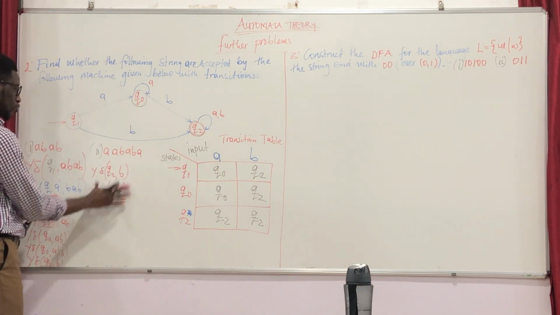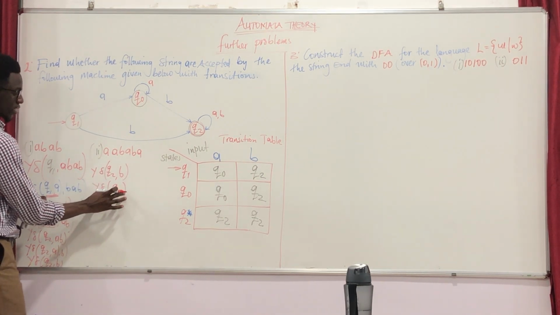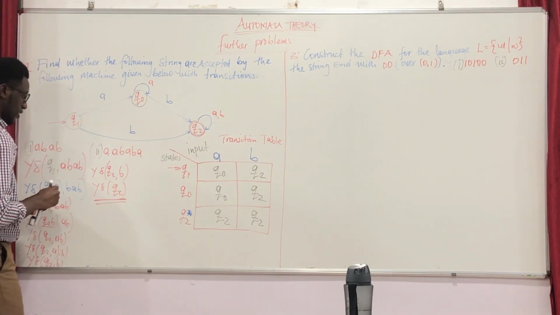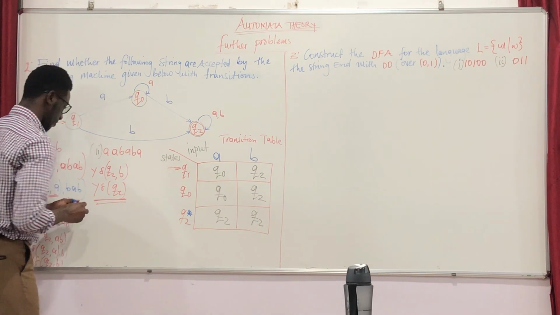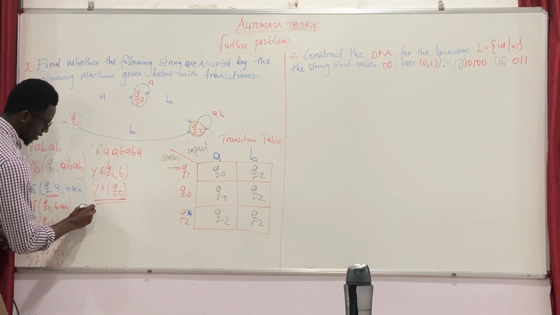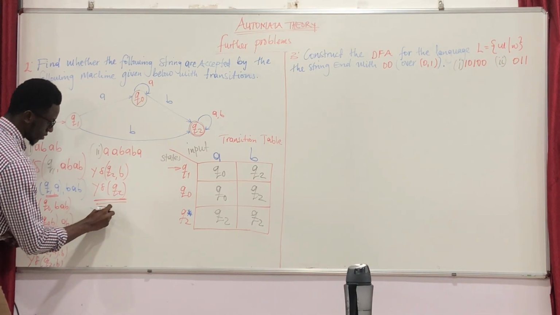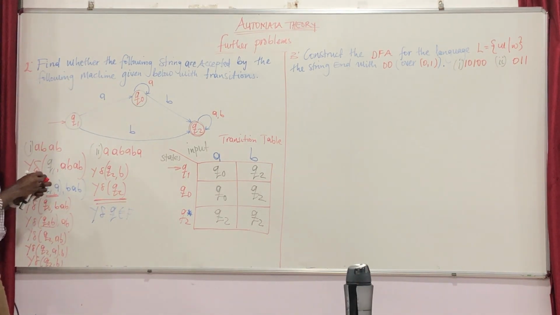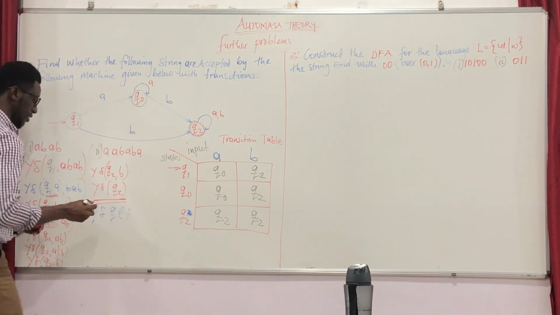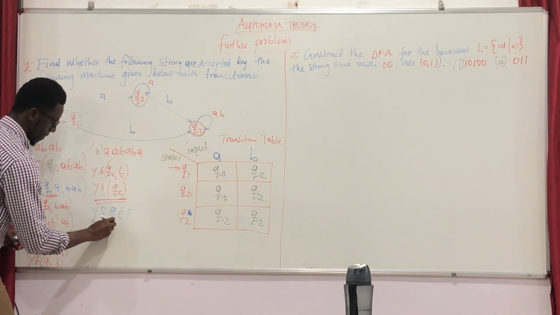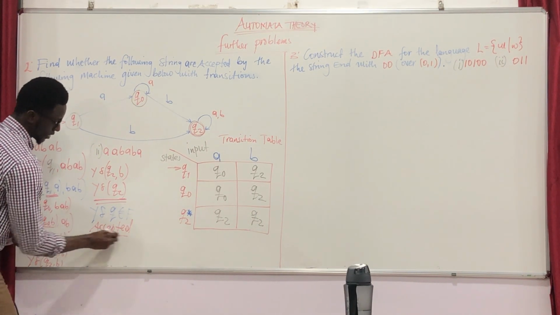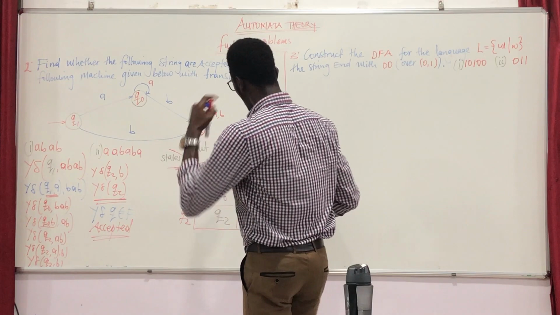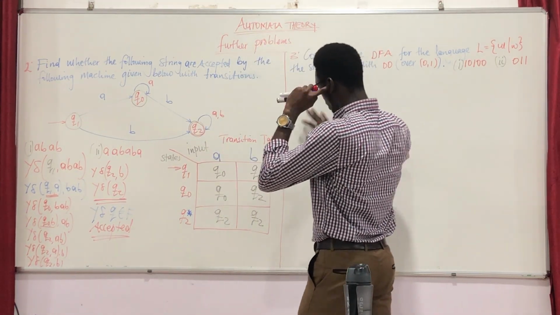So if this Q2 is the end of the transition, as you can see here, it means this is a finite automata. Therefore, we can say that Q2 is a finite automata and hence is accepted. Then again, we'll come to the second part. Let's solve it here and later we can just efface.